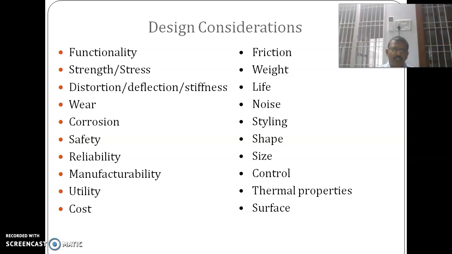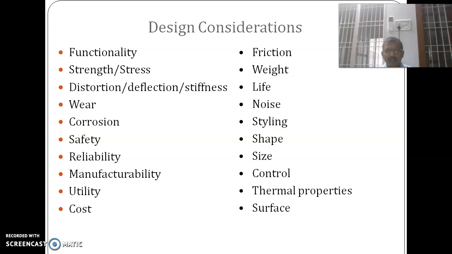Manufacturability, for example, cast iron is only castable. The utility of the product should also be considered, and the cost should also be considered. Friction, weight of the product, for example aircraft components, where weight is important. For this purpose we use titanium because titanium gives less weight. Titanium provides less weight and high strength. Life of the product should be more, and it should not make more noise or more vibration.